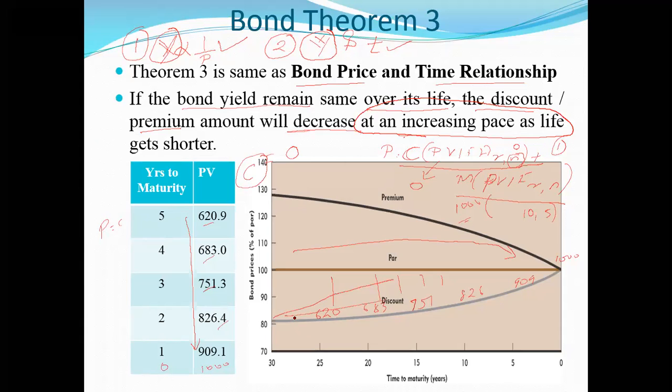So it says that if the yield is constant, the discount and the premium amount will decrease. This is the decrease in the value at a very fast rate. If you check the difference between these, the difference keeps on increasing drastically. The distance keeps on increasing. If you don't believe me, just subtract 683 minus 620, 751 minus 683, 826 minus 751, 909 minus this value. The difference amount keeps on increasing as you proceed down. The difference amount will keep on increasing as the life gets shorter. As you become close to maturity, the life gets shorter, and whatever discount you have also starts reducing drastically. That is what it says.